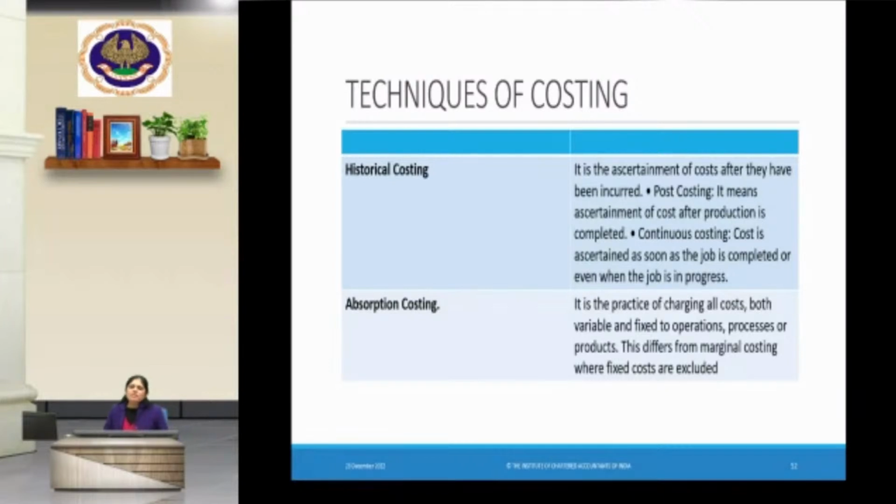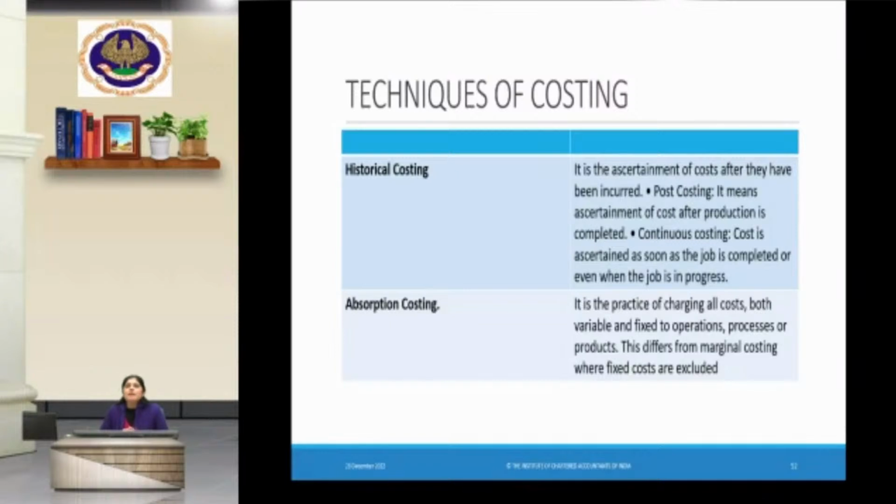So basically, historical costing can be done two ways. My whole production process is completed and then I'm doing historical costing. Let the whole production process be completed, then I will record the material, labor and expenses cost. But continuous costing is, let us say one job is over, so I'm continuously recording: okay, this much material has been incurred, then now this labor is incurred. So I'm continuously recording the cost. That is continuous costing. All right.